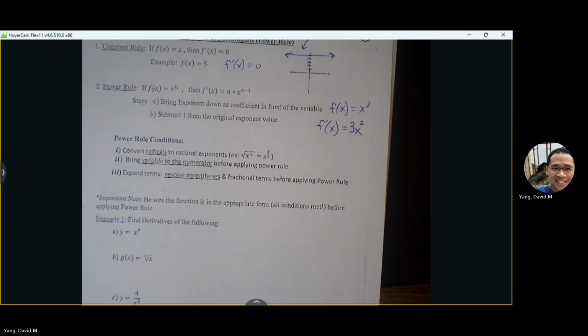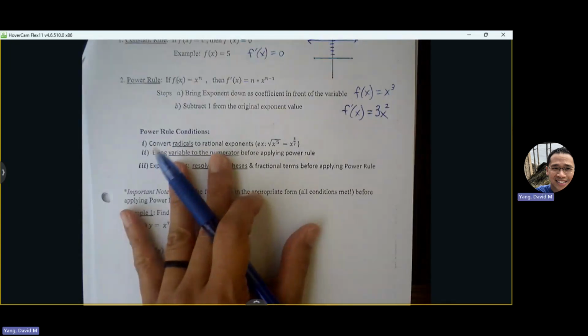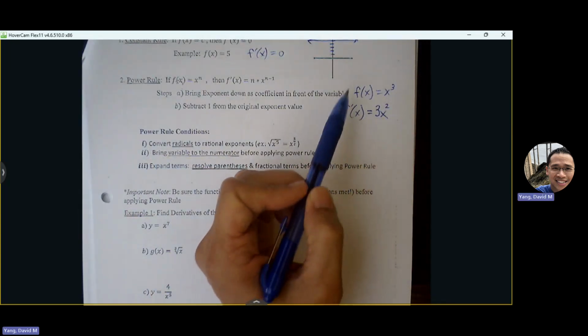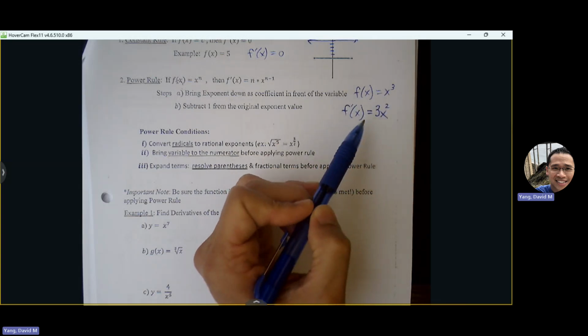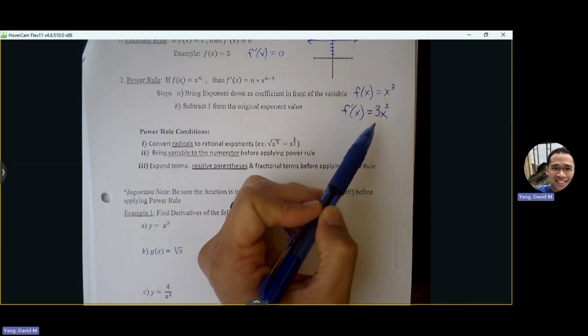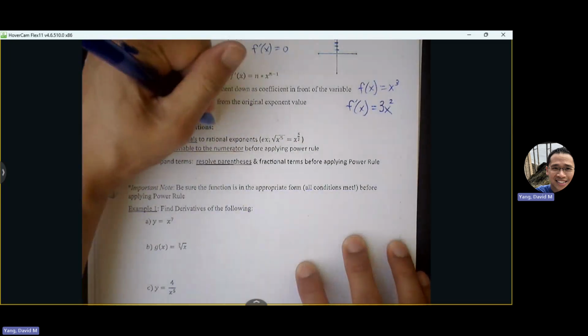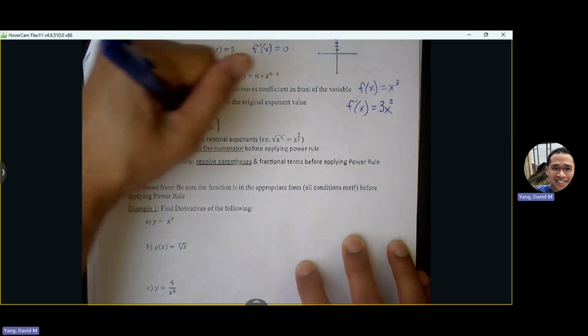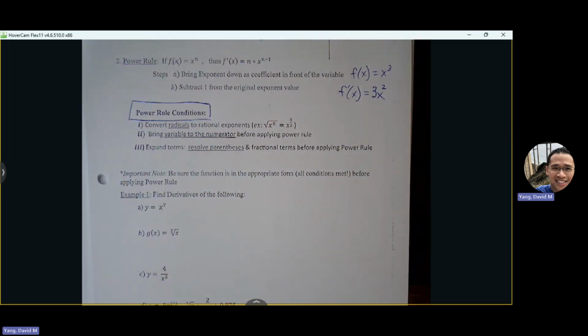Right. But the flip side is because we can solve our derivatives a lot faster, that also means we can solve a lot more complicated derivatives that we didn't have to worry about with limit definition. So as smooth as power rule can be, it can also be a little messier. And so it's important that we make sure that we apply power rule correctly. There are a couple of conditions that need to be set before we do power rule. So let me go through those conditions.